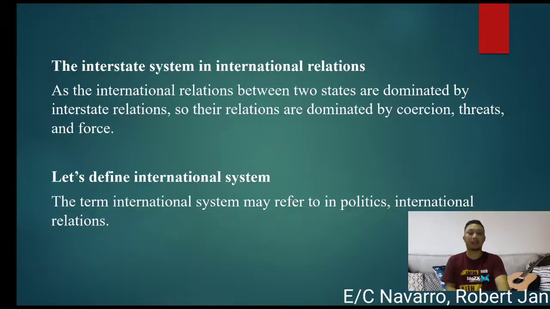The interstate system and international relations between two states are dominated by interstate relations. So their relations are dominated by coercion or threats and force. International violence is shaped by and a consequence of state power. Thus, we need to realize that effective global governance will allow us to end armed conflict, deal with new and emerging problems such as technological risk and automation, and to achieve levels of prosperity and progress never before seen. The most important challenge for humanity to overcome is that of existential risk.